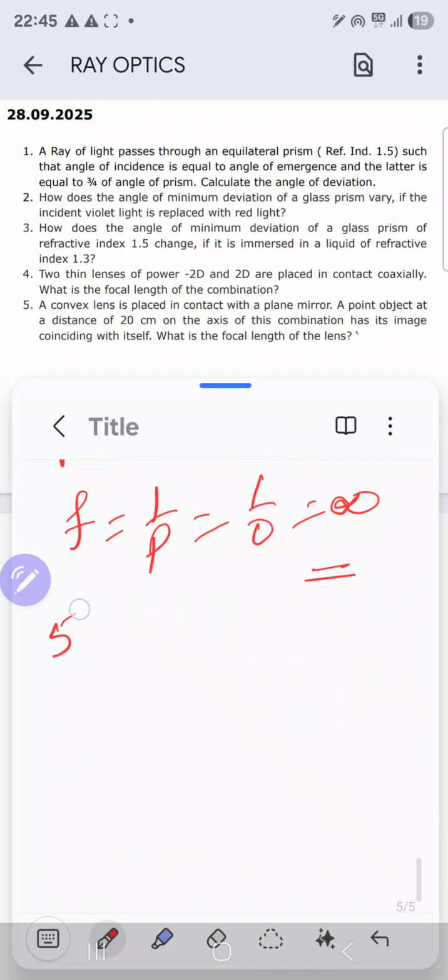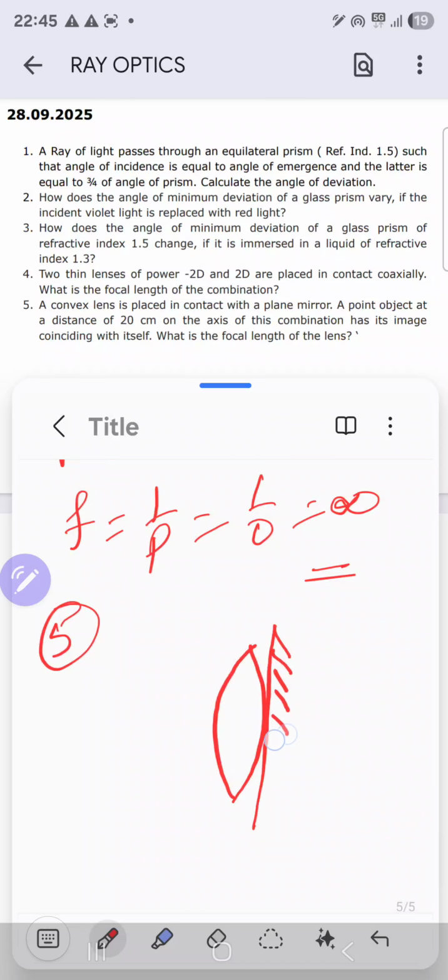Next, question number 5. A convex lens is placed in contact with a plane mirror. We have a convex lens placed in contact with a plane mirror like this.